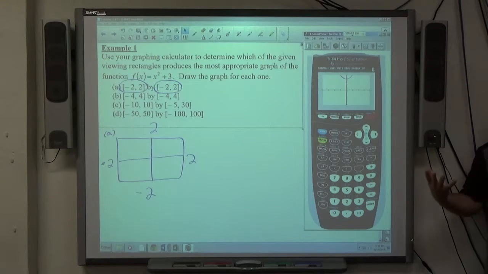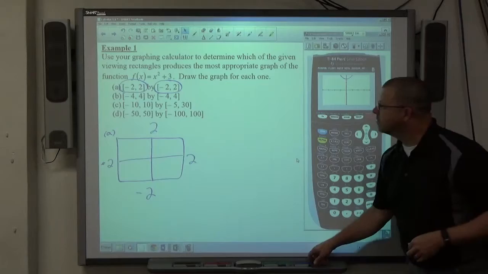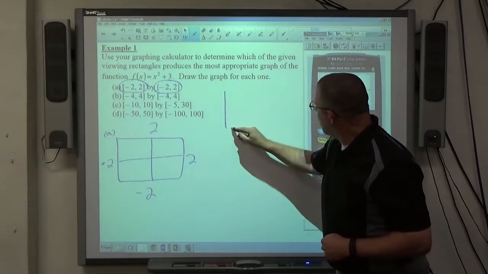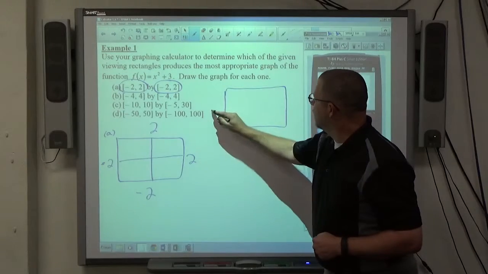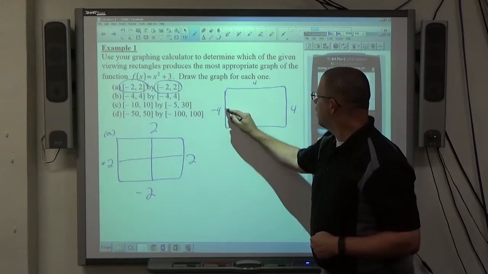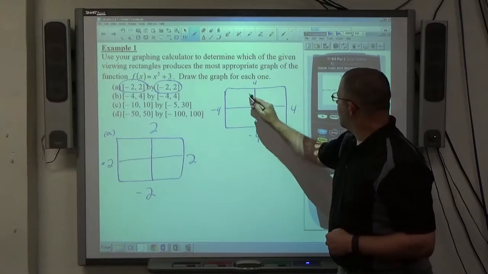Okay, so we actually got part of the graph on our calculator screen this time, but it's not much of the graph. It's not what we're probably looking for, but we'll continue on. So I draw a second rectangle here, negative 4, 4, negative 4, 4. I draw my x-axis and y-axis in, and the graph is kind of up here.